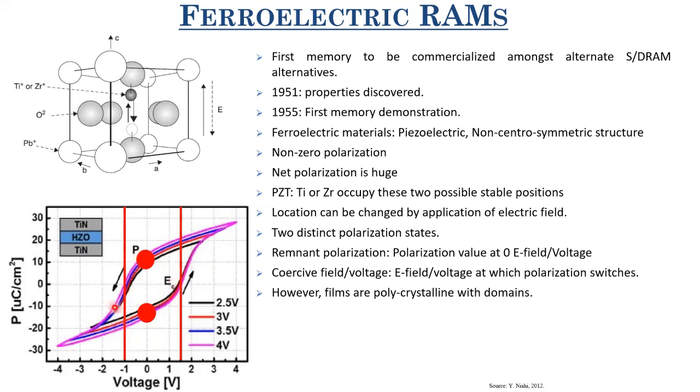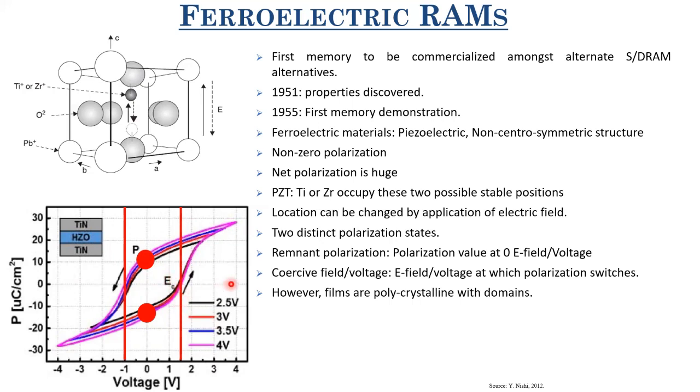So this is basically how you understand this P-E curve. There are three major components that you can obtain via this P-E curve. One is the remnant polarization, second is the saturation polarization, and third is the coercive voltage, or coercive electric field.